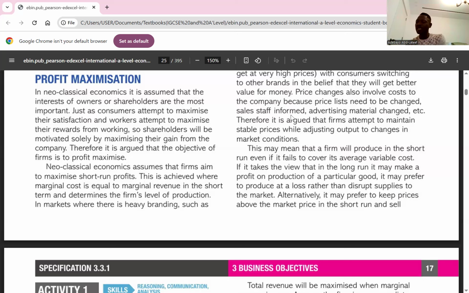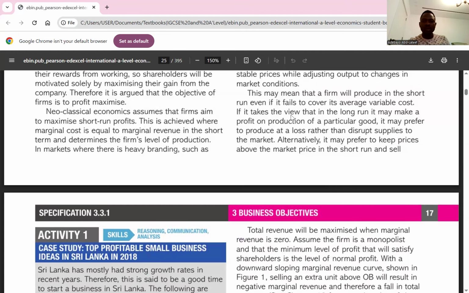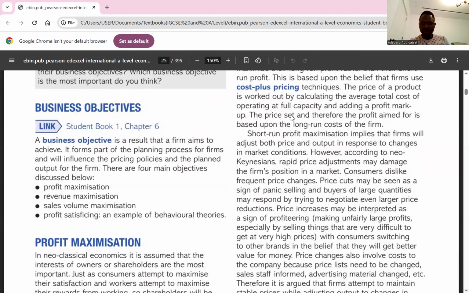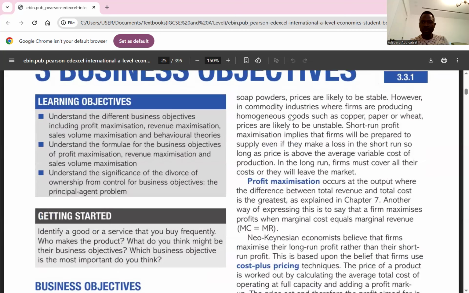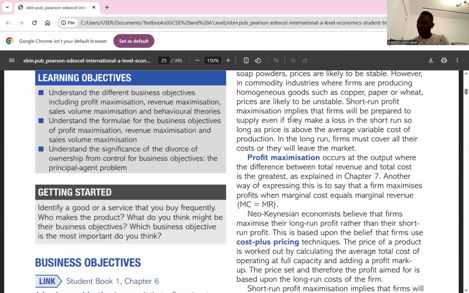So we are still on profit maximization. Here I said that all economic agents will want to maximize their satisfaction. Consumers attempt to maximize their satisfaction in whatever they purchase. Workers tend to maximize their rewards for the job they do. And for owners of the business, like shareholders, they want to maximize their gain because that is the reward for investment. So this is what maximization is all about.